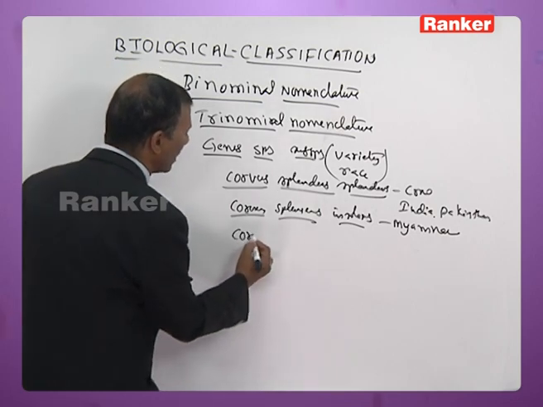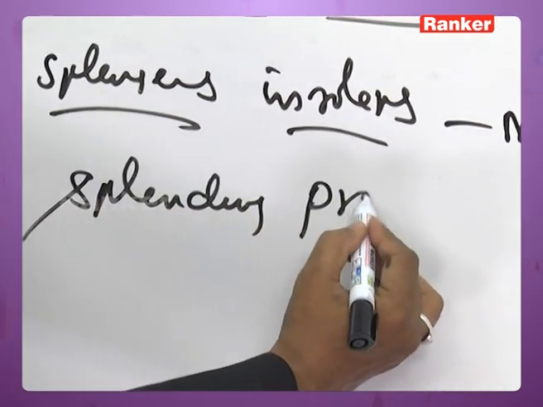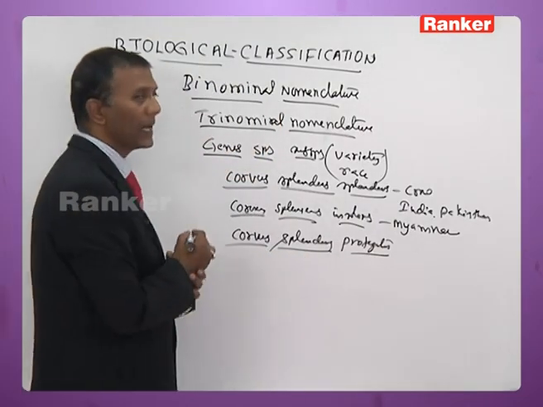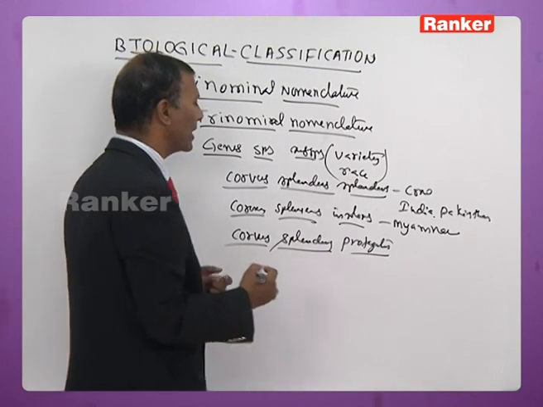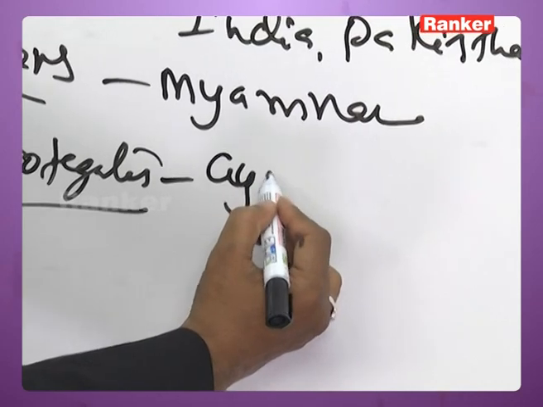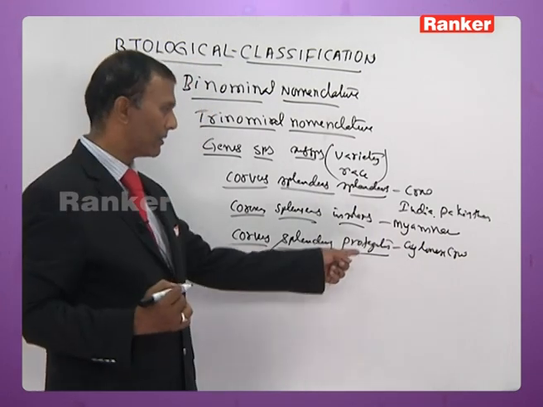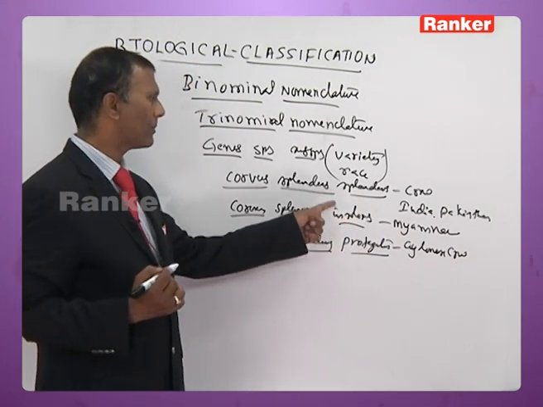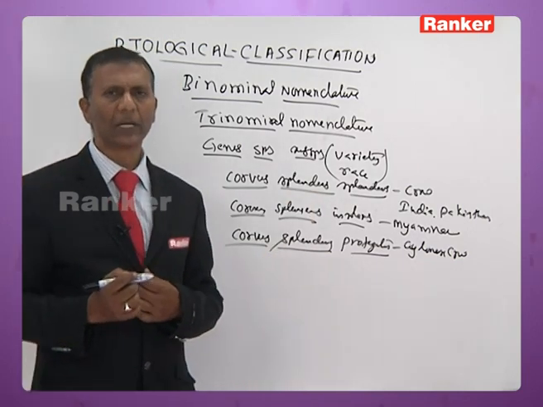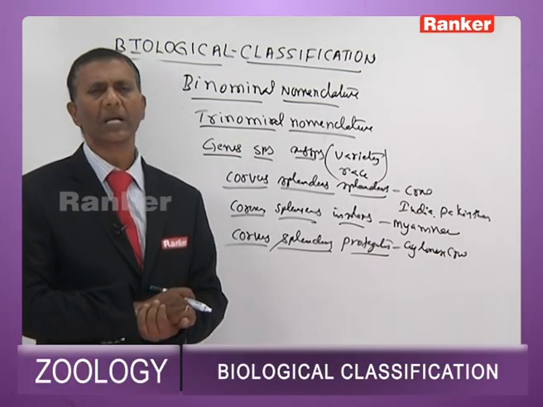Then you have another example, Corvus splendens protegates, which is called the Ceylonese crow. This one lives in Sri Lanka, that one lives in Myanmar, and this lives in India and Pakistan. Like that, in trinomial nomenclature, the last word tells us about its geographical distribution. So such species can be called subspecies.